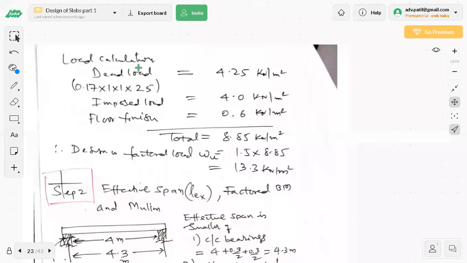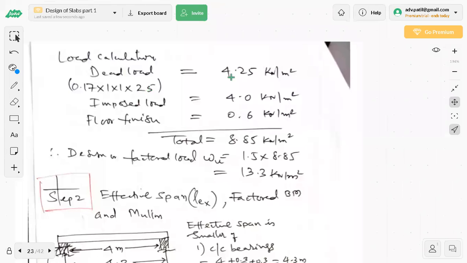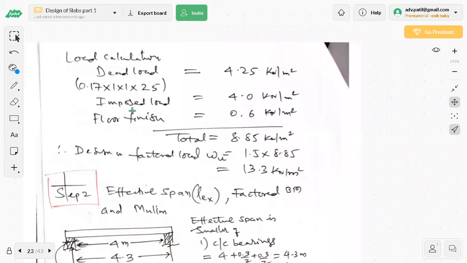Dead load, you can say, dead load of the slab. You should not find the dead load of 5 by 4 meter, 1 meter by 1 meter you should calculate, because it is load per square meter. So dead load is capital D, overall depth into, that means volume into density, 0.17 into 1 into 1. 1 by 1 is plan dimension of the slab. Thickness is 170 mm. 25 kilonewtons is the density. So 4.25 is the dead load.